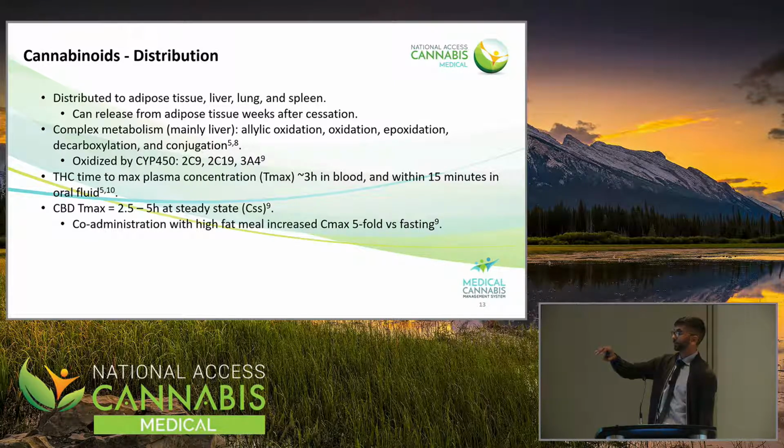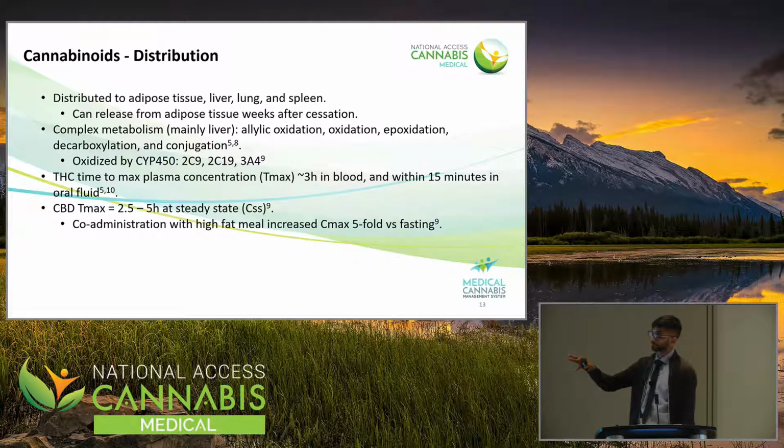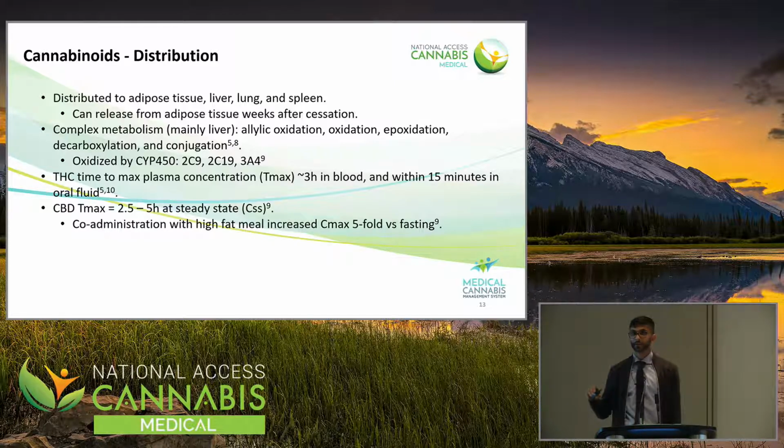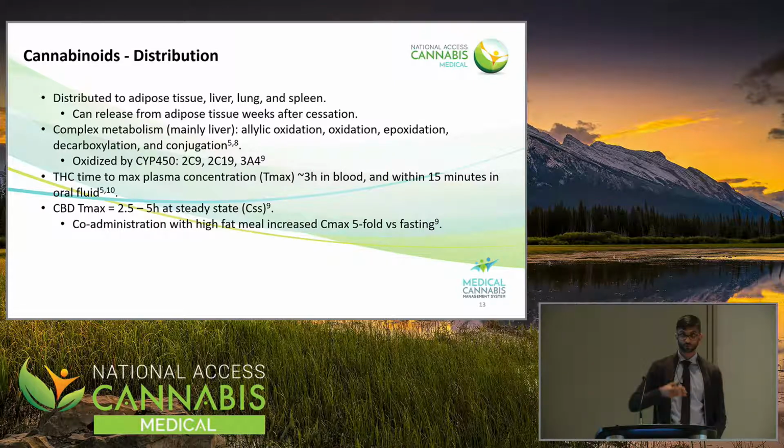Has complex metabolism, mainly through the liver, allylic oxidation, epoxidation, decarboxylation, conjugation. So I put the main cytochromes up here, 2C9, 2C19, and 3A4. Pram will go over more clinically relevant interactions. Just because it's put through these cytochromes doesn't mean that it always has clinically relevant interactions with other drugs.